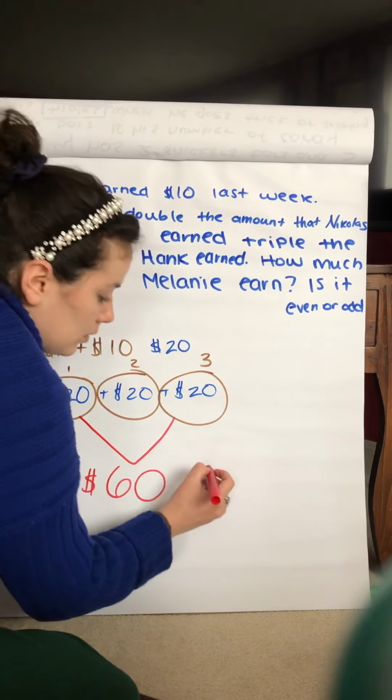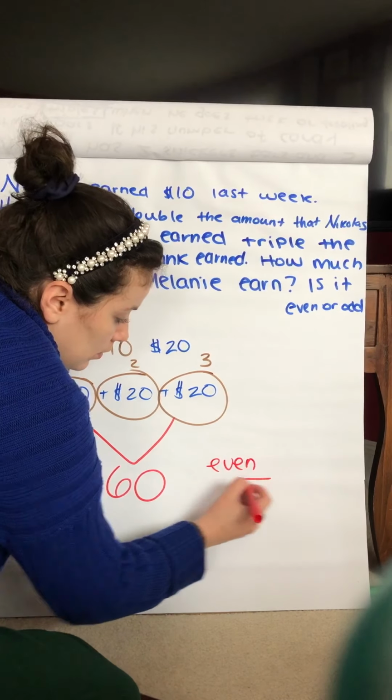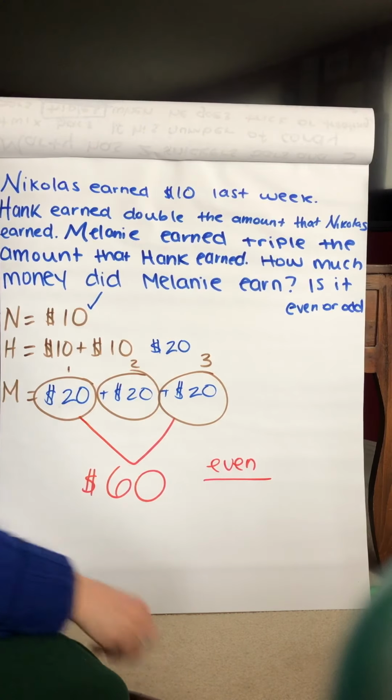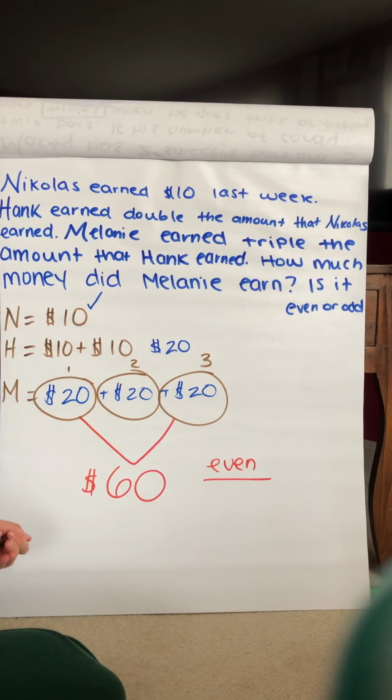It's even because when you add an even number 3 times, there will never be any leftovers. There's not a leftover in the first even, there's not a leftover in the second, and there's not a leftover in the third. So that means that the number will be even, $60.